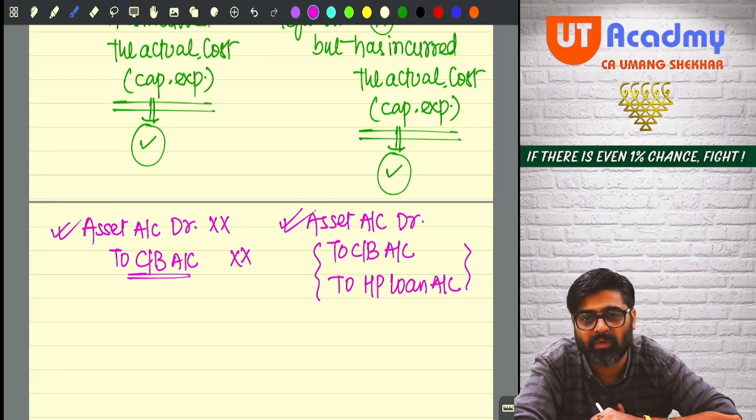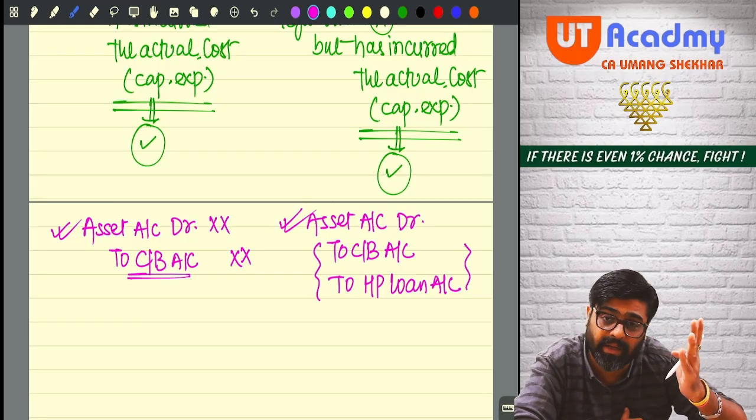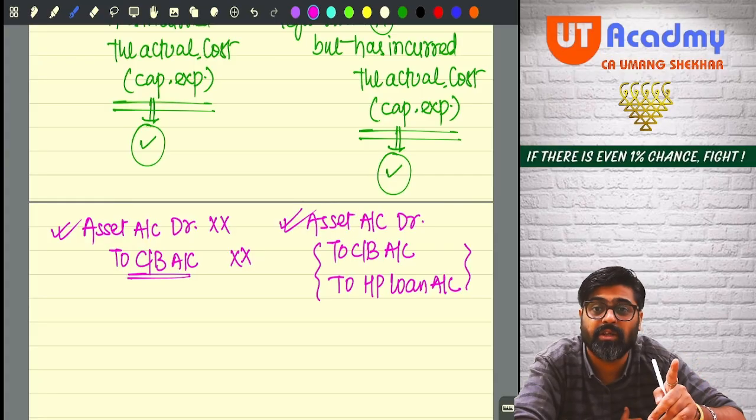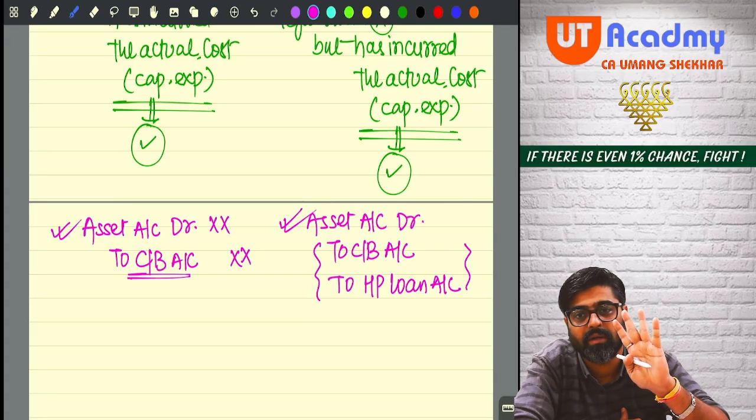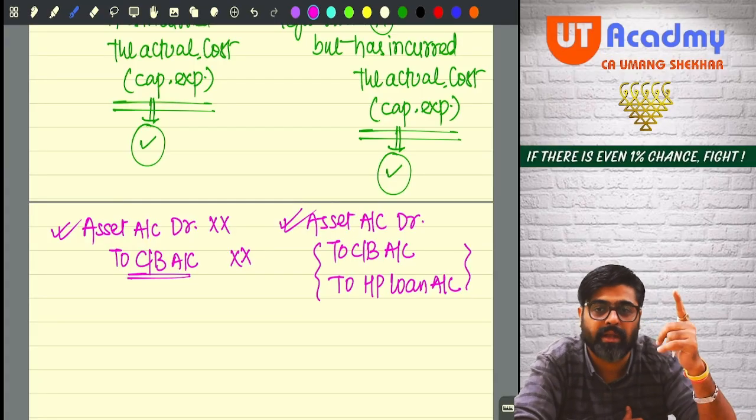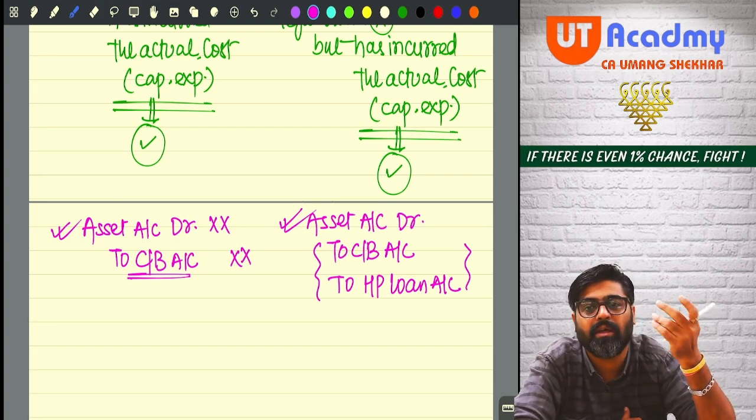So only the legal owner will get the depreciation? Yes. Always the legal owner will get the depreciation. But in some exceptional cases, if you are treated as beneficial owner, then you also can claim the depreciation. And one of those exceptional cases is what? Hire purchase.